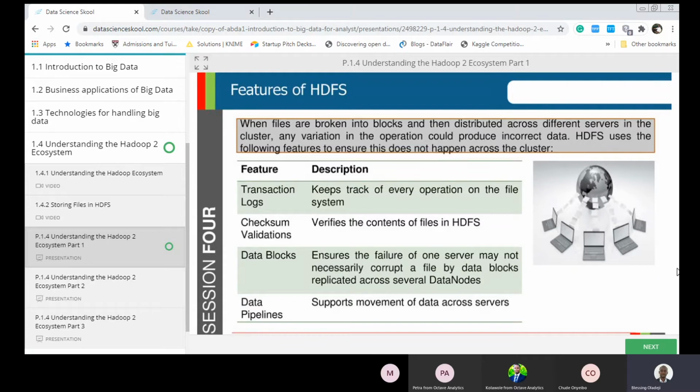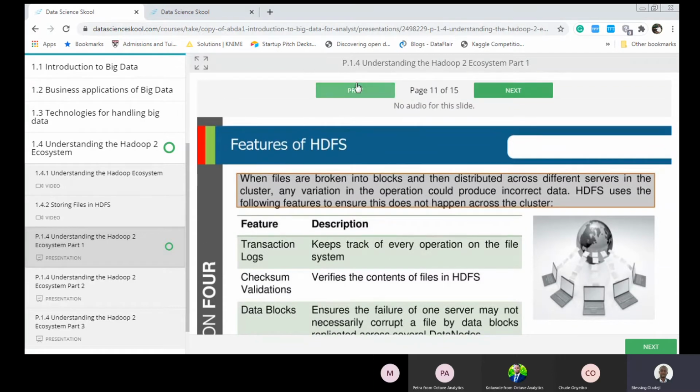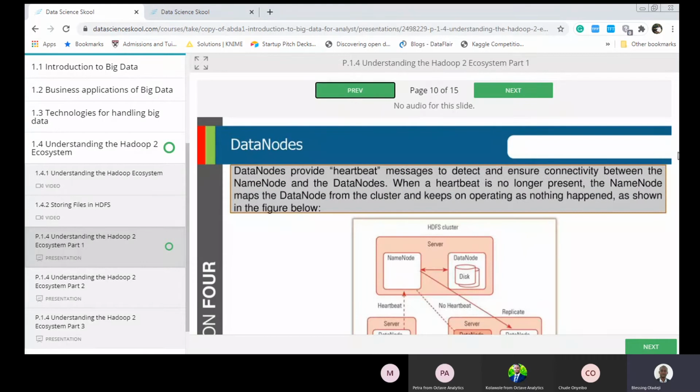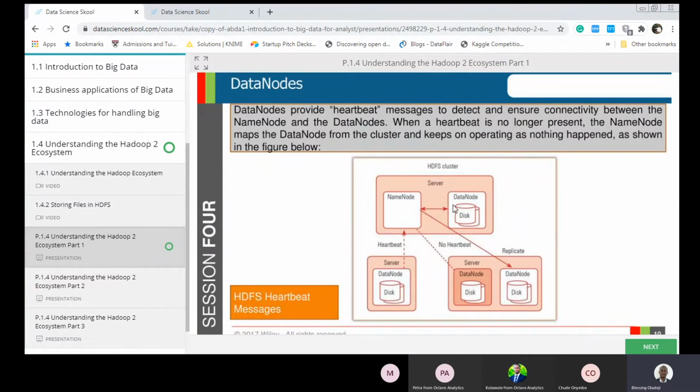One easy way I can explain this is to look at this diagram. This is a name node. This is a data node, and within this data node there are different disks. When there is no heartbeat, it means that there is no communication between the name node and the data node.